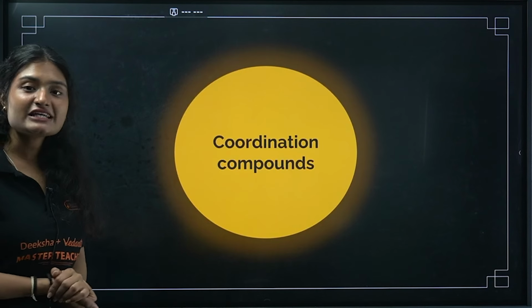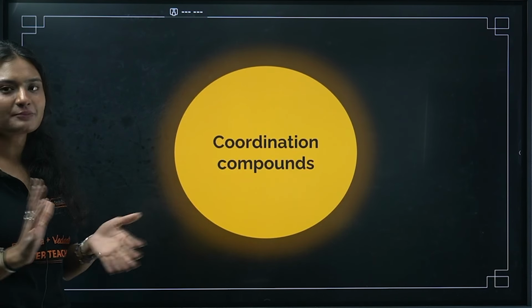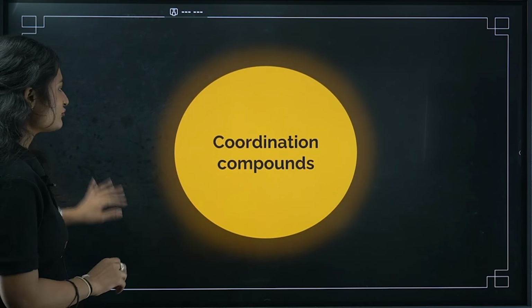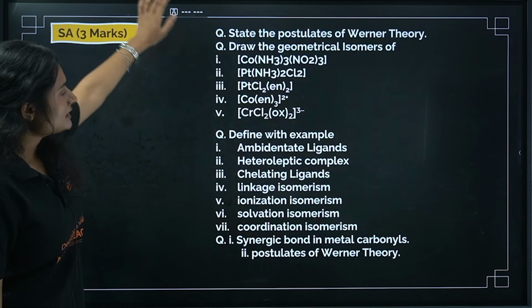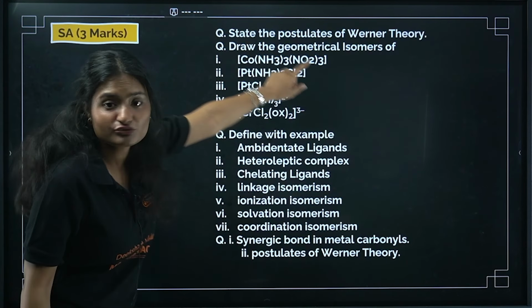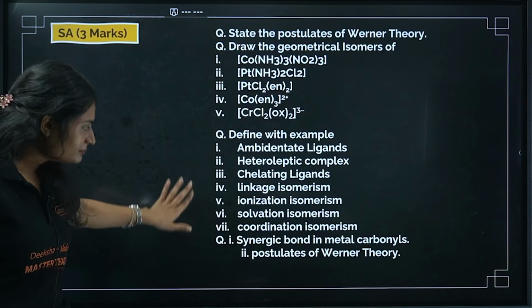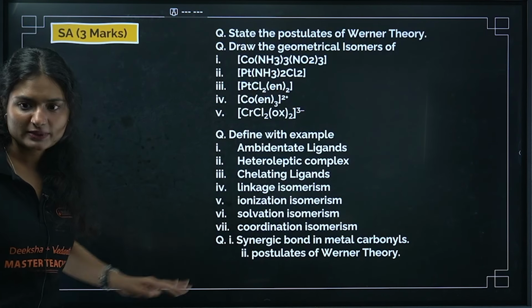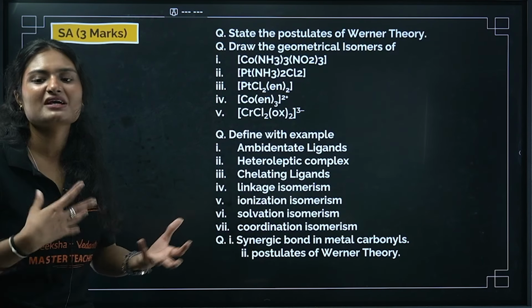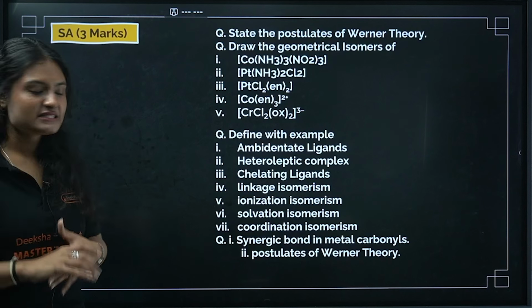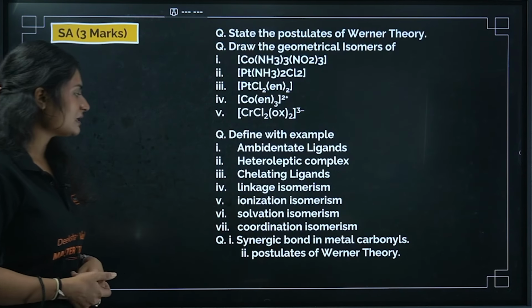Then from coordination compounds, yeah, it's a very lengthy chapter, right? But very easy questions are coming from it. You can predict also. So you have postulates of Werner theory, they are very important. The geometrical isomers of all these structures. With examples, you define all these types of isomerisms, ligands, homoleptic, heteroleptic complexes. Then you have synergic bonding in metal carbonyls.